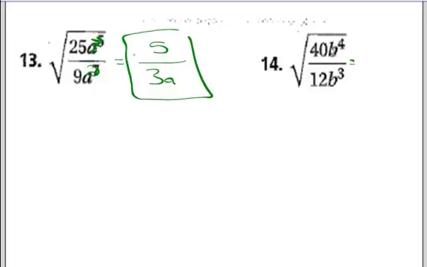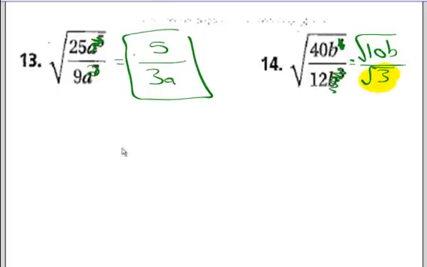Next one we can reduce. I have b to the 4th over b to the 3rd. So if I subtract, I have b to the 1st in the numerator, 40 over 12. It doesn't come out nicely. So what I can do is reduce by 4, 10b over 3. At this point I'm also going to separate them, so I have 2 square roots. Now I have a little bit of extra work. I can't do any more to reduce.